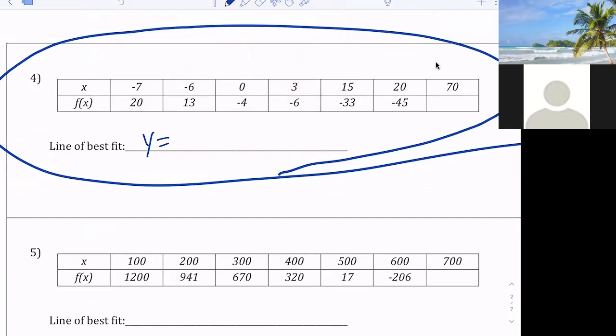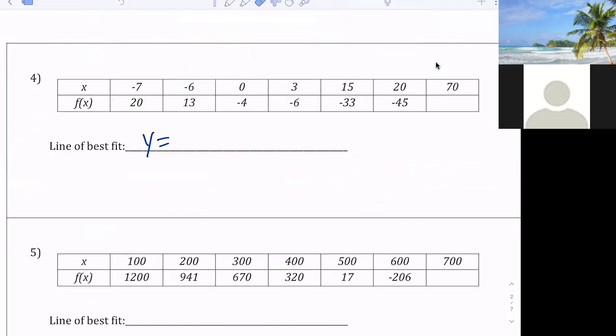The line of best fit. What is the answer to number 4? Didn't I say do 4? Yeah. So you were supposed to tell me the answer, A and B. Negative 2.280x plus 0.33. Does anybody else have that?